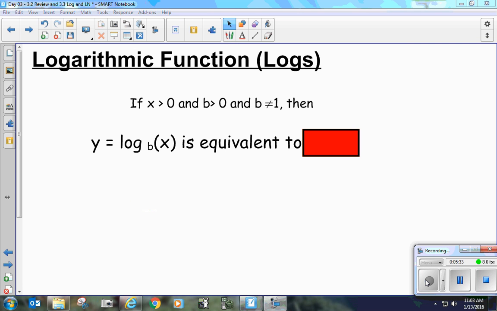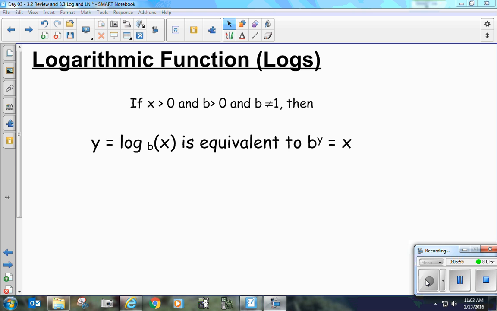Logarithmic functions, lovingly called logs. These are not as bad as you think. You just need to understand one simple rule when it comes to logs. If I have an equation, y equals log base b of x, that is the same thing as saying b raised to the power of y equals x.